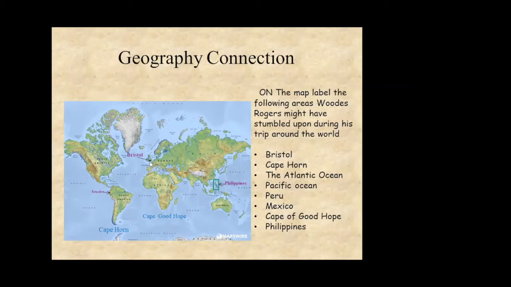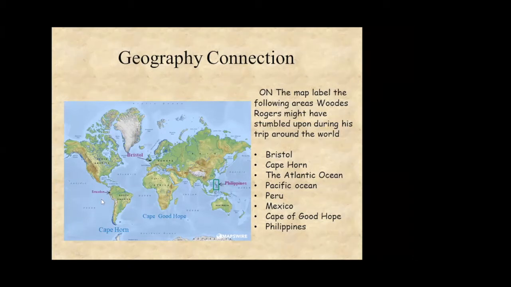Now I need you to pay attention to these areas. He went to Bristol, England, which is a part of Europe. He went around the Cape of Good Hope, which is close to Africa. He went to the Philippines, which is in the Pacific Ocean, around Cape Horn. That means he went around South America and he landed in Ecuador.